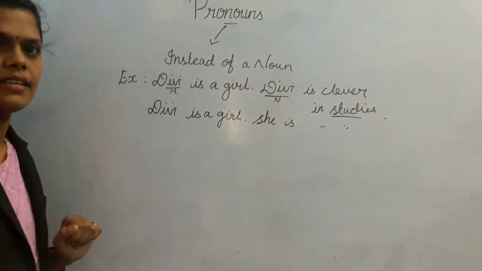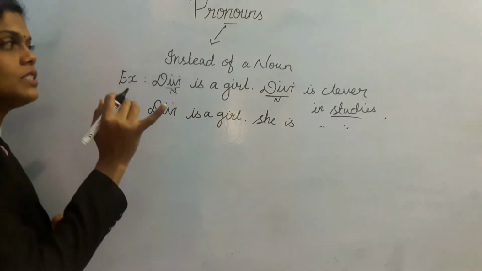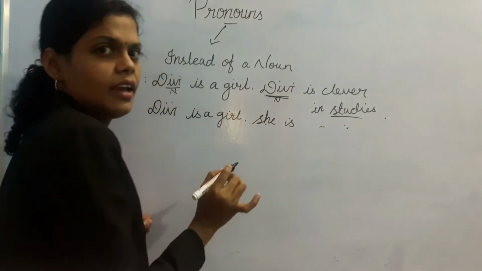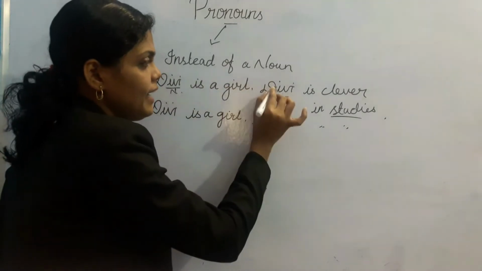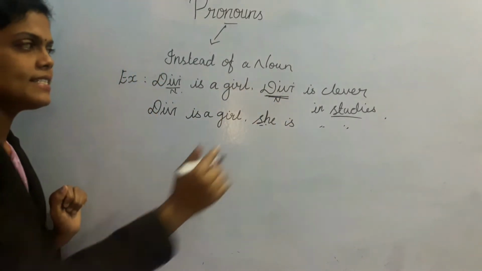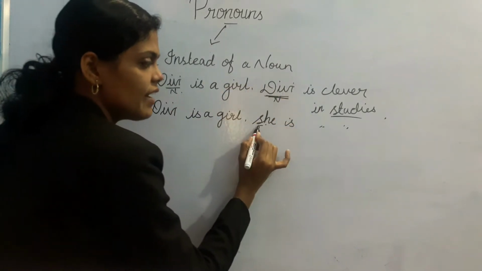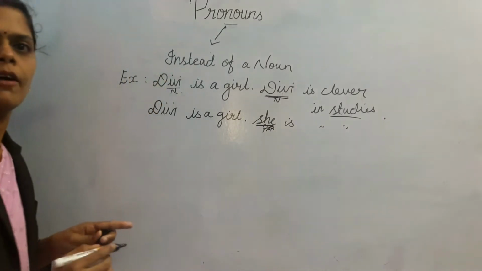Do you understand? This pronoun is a word which is used instead of a noun, and also specially used to avoid the repetition of the same noun. You understood? Instead of Divi, again it is repeating Divi. Instead of that we can write she. So this she is called pronoun.